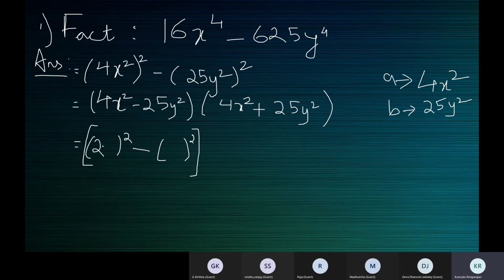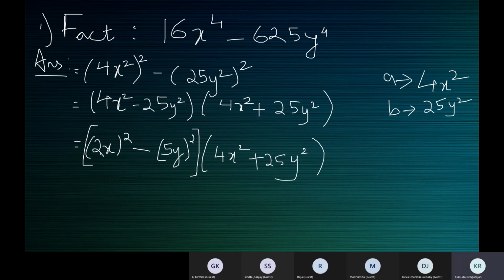So here we have 2x. 2x the whole square is 4x square. And 5y the whole square is 25y square. And this one with the plus sign comes as it is. 4x square plus 25y square as it is. Because this cannot be factorized further because it has a plus sign as the connecting sign.